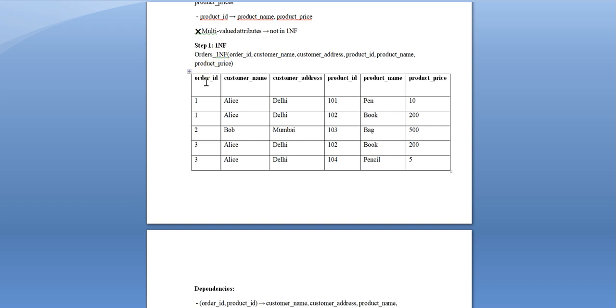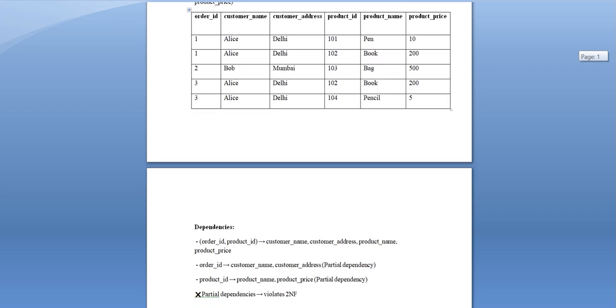So order ID and product ID, these two, like 1 and 101, identify the customer name Alice, Delhi, the customer address, and the product name. These three depend on order ID comma product ID, which is a composite attribute. And of course, product ID determines the product price. Okay. So product ID determines product name and product price. That is another dependency you can see here.